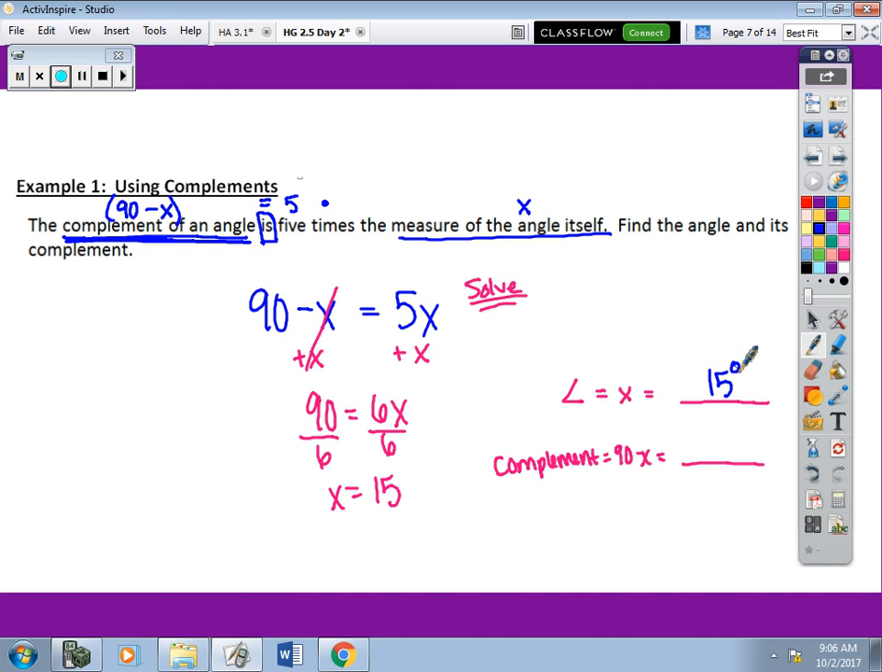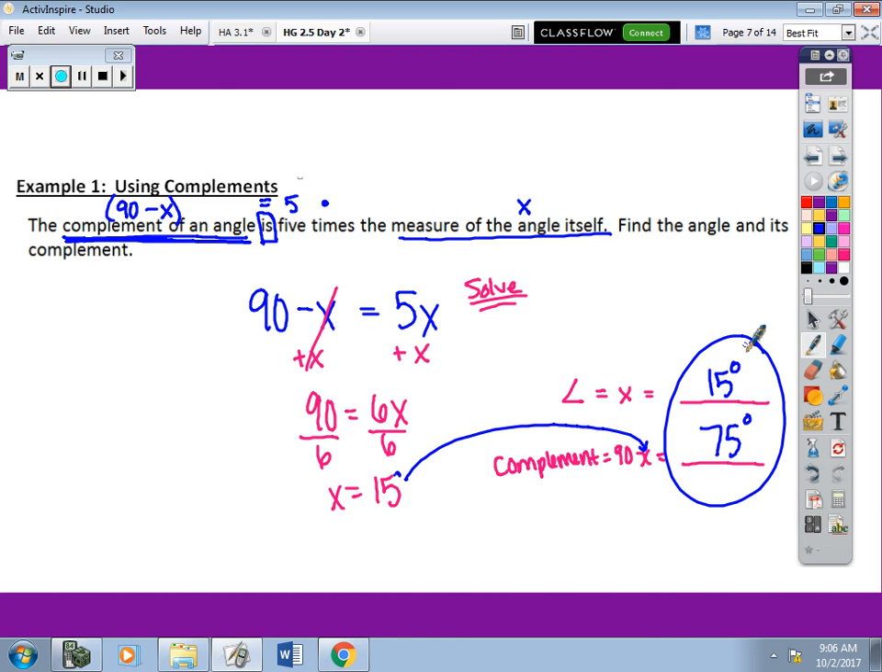What would the complement be? 90 minus 15 is, Kale? 75. Just taking that 15, either plugging it back in up here or plugging it over here, and then always double check that the two angles add back to 90, and they do.